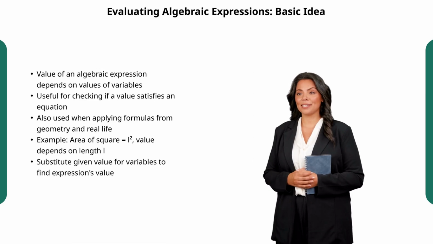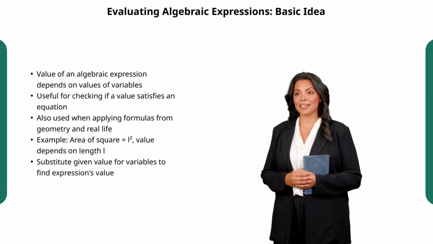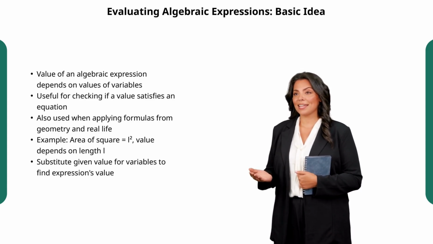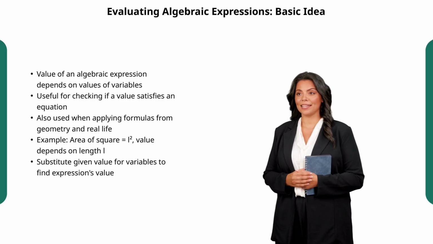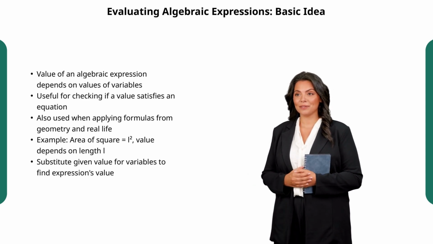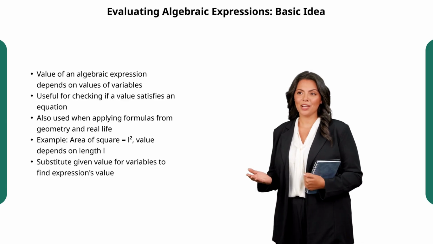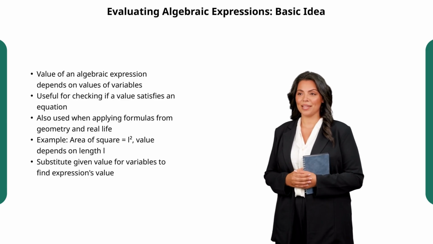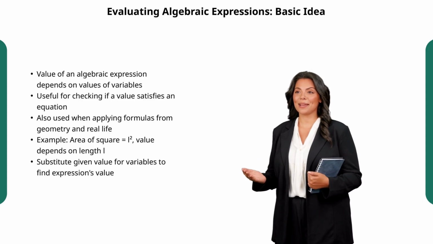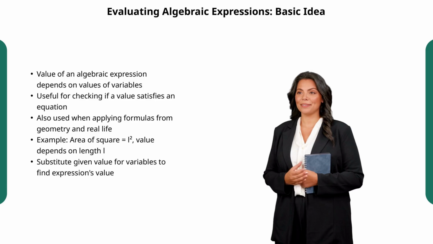Now let's switch gears and talk about evaluating algebraic expressions. You can think of algebraic expressions as machines that take a number input for each variable and give a numerical output. The value of the expression depends entirely on the values you plug in for the variables. For example, in geometry, the area of a square is given by L squared, where L is the length of a side. If L equals 5 centimeters, then the area is 5 squared, which is 25 square centimeters.